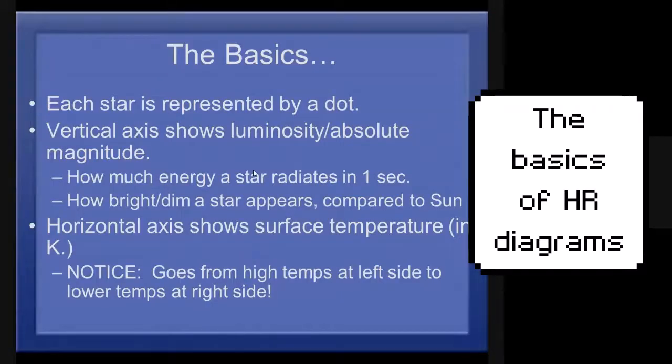So yeah, let's go over some basics for every HR diagram, things that will be the same for every single one. Every HR diagram will either have stars represented by a dot or a circle, because let's be honest, stars don't form in squares. That's not how gravity works. So circles or dots. Vertical axis will always show either luminosity or absolute magnitude. And I have examples of both right now. Let's go ahead and take a look at that.